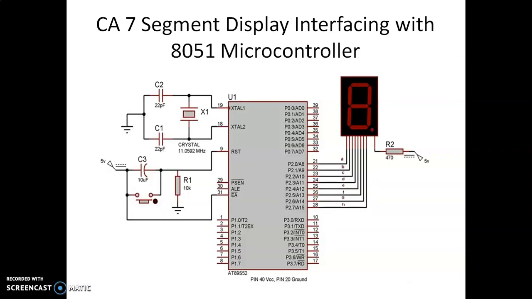So this is the interfacing, which is connected to port 2. We can see here this is the 7 segment, and VCC is given here. This is the common anode interfacing. Common anode, CA, 7 segment display interfacing with 8051 microcontroller connected to port 2.